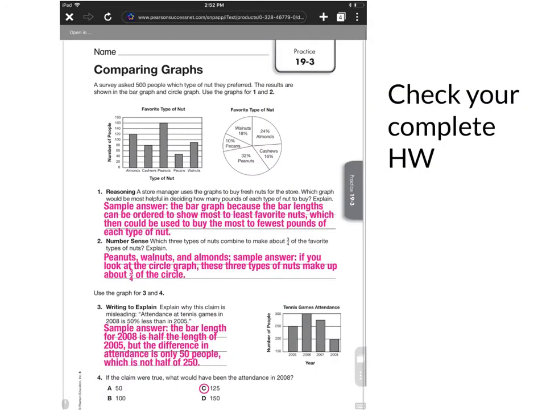Please check your homework from 19.3. Moving on in 3, 2, 1.